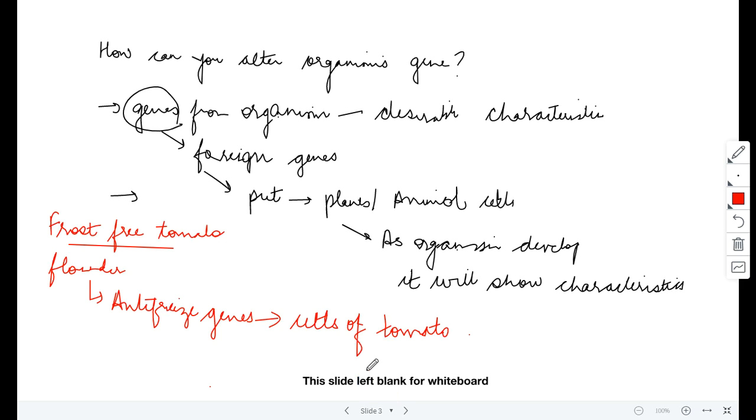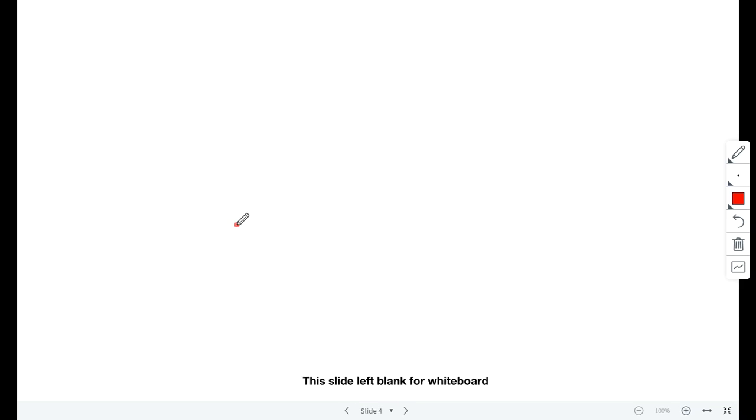So the next thing is, there are some tomatoes which are frost resistant. Let's talk about the bacteria. We call it genetically engineered bacteria. Now, what is bacteria? It's a microorganism, right? Yeah. Some bacteria are helpful for you.